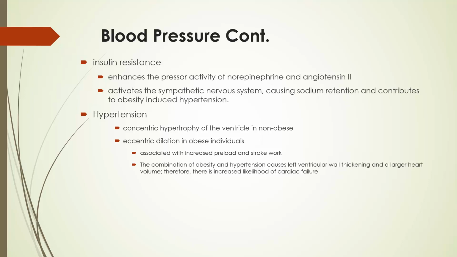Hypertension causes concentric hypertrophy of the ventricles in normal weight individuals, but causes eccentric dilation in the obese individuals. It's associated with increased preload and stroke work. The combination of obesity and hypertension causes left ventricular wall thickening and a larger heart volume. So there is increased likelihood of cardiac failure.